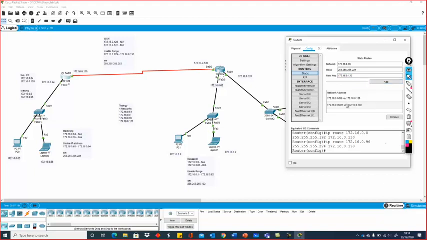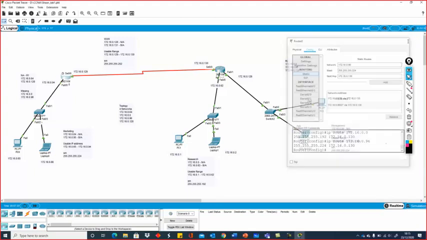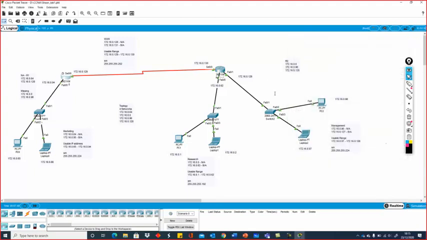If you can see here, we have two networks: 172.16.0.0 and 172.16.0.96, and they're all going via 172.16.0.130. This table that you see down here is what we call the routing table. It is the information that we are putting into this router because it was missing.